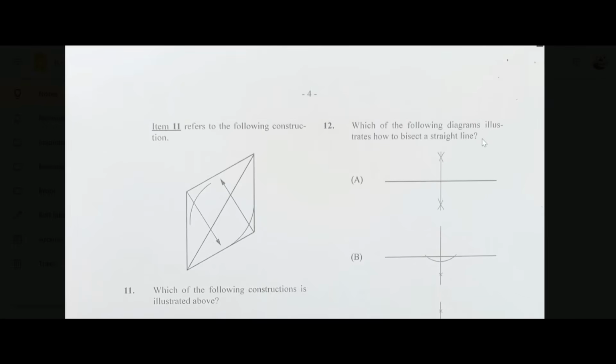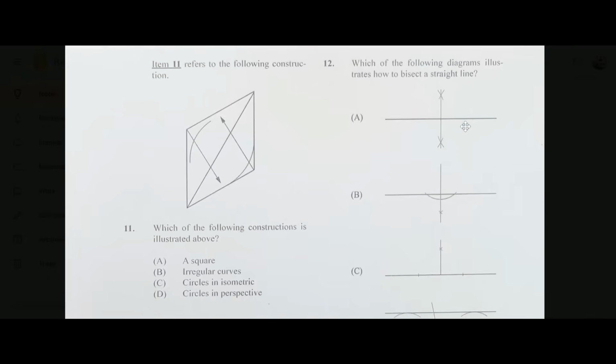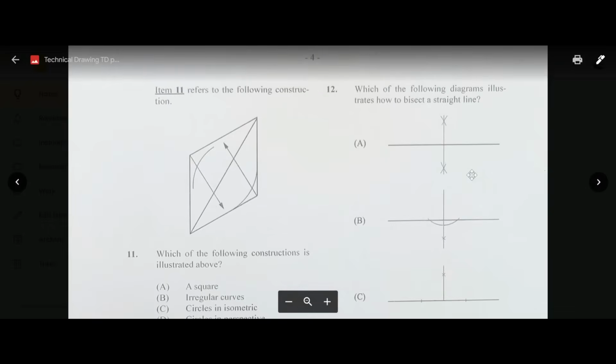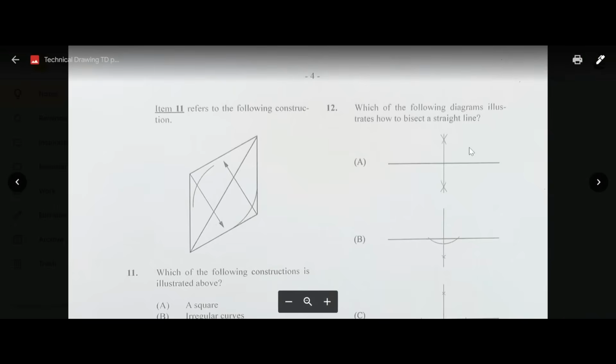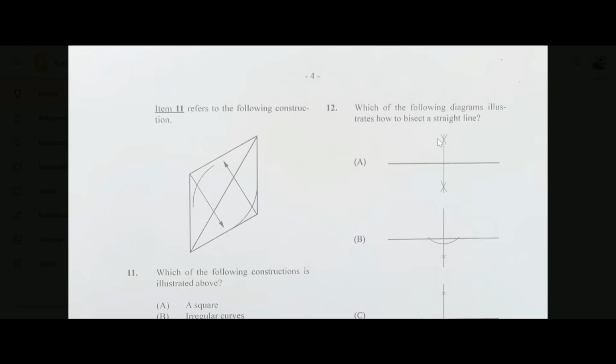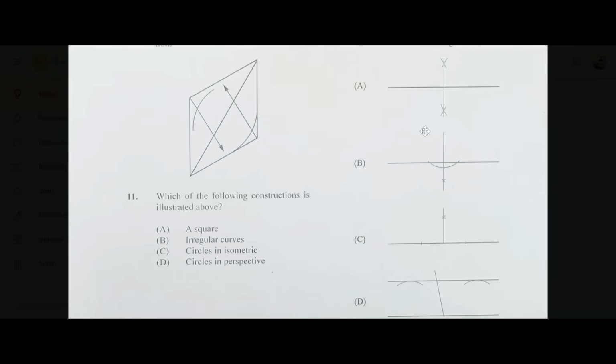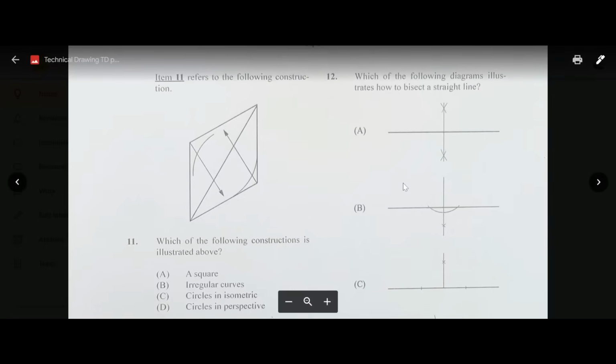Number 12, which of the following diagrams illustrates how to bisect a straight line? All right, so let's just look at them. The answer is definitely A. So you have your line here and you will open your compass to a radius that is more than half the line and you will scribe an arc above and below. Keep the same radius, come to the other side, do the same thing to cut the first two arcs, and then you draw a straight line through the intersections of these arcs, and that's how you bisect the line. So number 12, A.